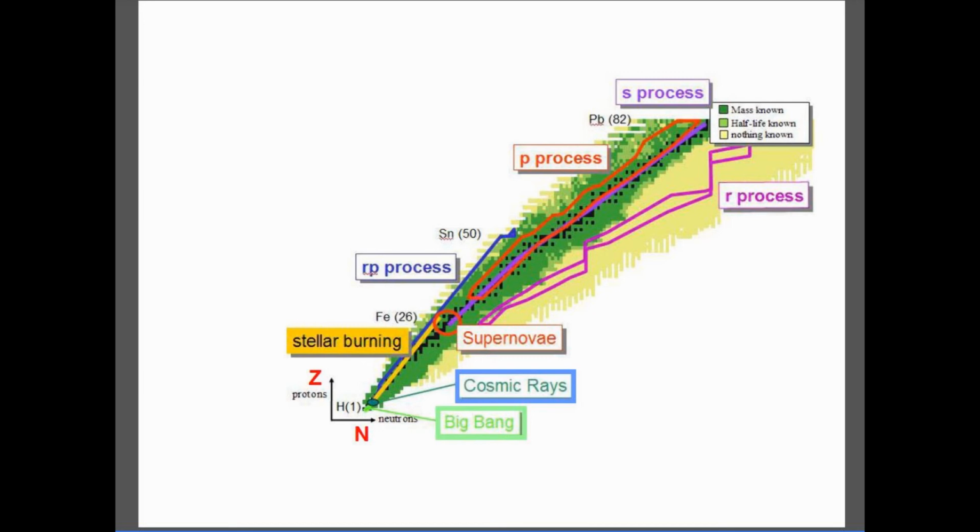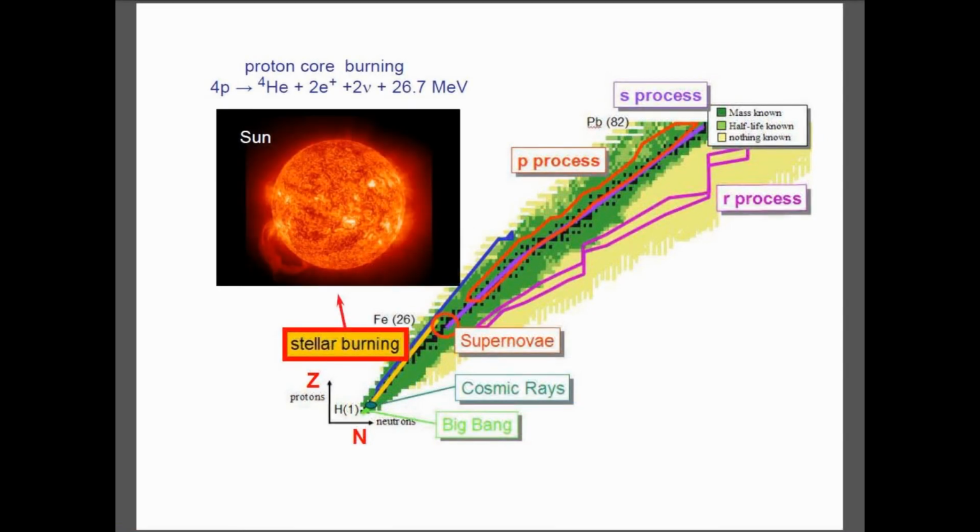I will not discuss the very low side, the Big Bang. It is very important, but I will not discuss it. It produces mainly hydrogen, helium, and lithium. The cosmic rays produce cosmogenic nuclides. This is well known here. But I will concentrate on what are called the chemical elements, the elements that we know and that are around us. Stellar burning is the first step.